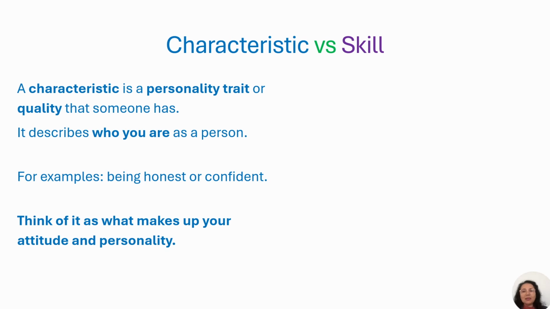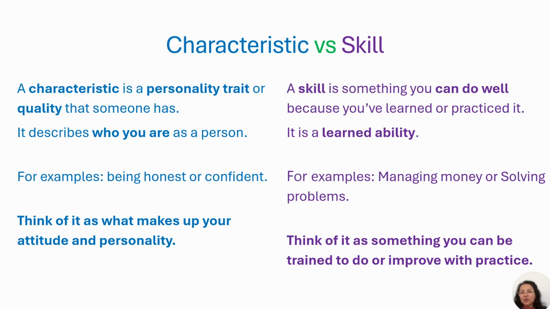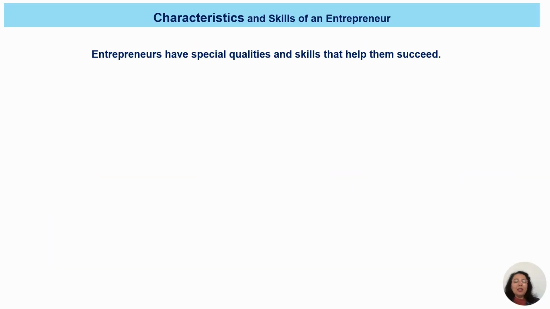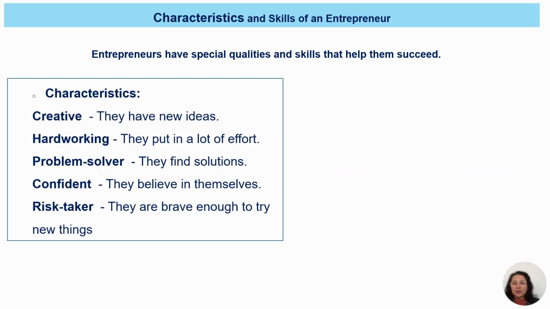Okay, right. Now, a skill is something that you've learned. It is something that you can do well in. And if you can't do well in it, you can train yourself by improving yourself, and you can do that with practice, right? So practice makes perfect.